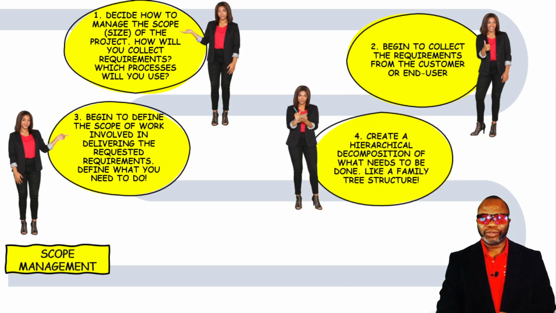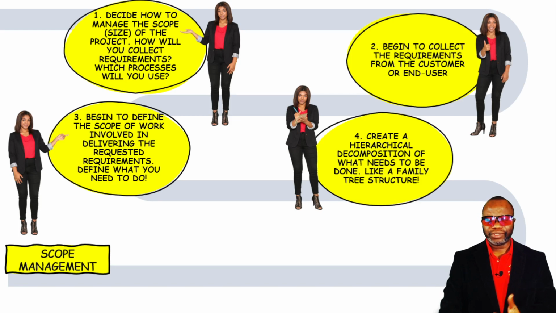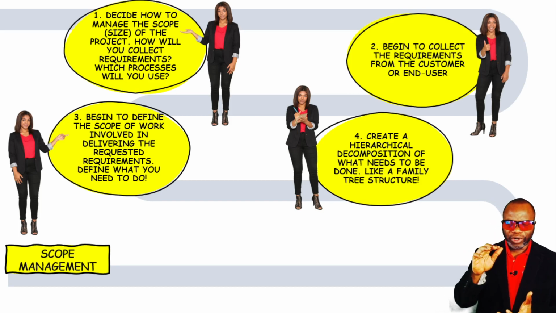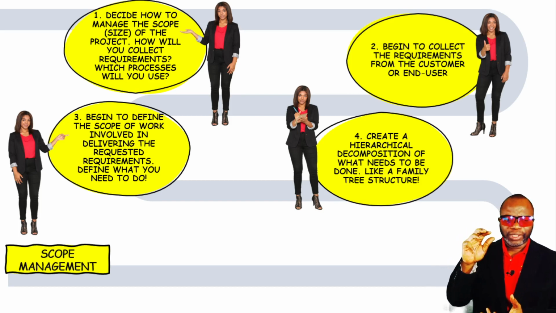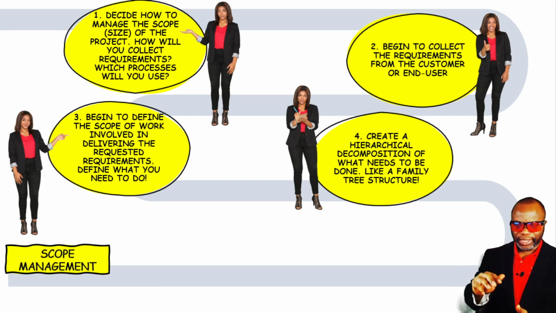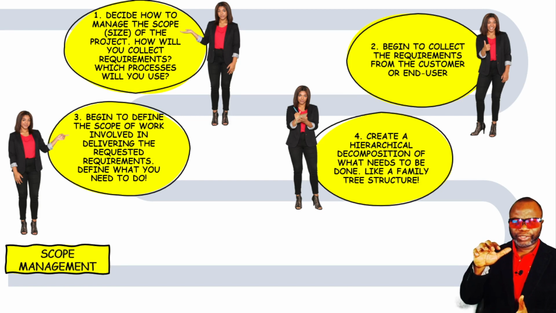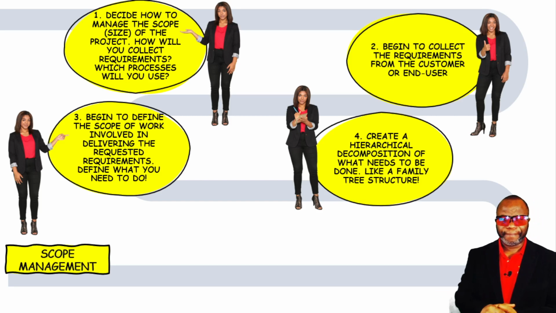create a hierarchical decomposition of what needs to be done. In other words, like a family tree structure. And I'm talking specifically about the WBS, the work breakdown structure. The work breakdown structure breaks the work from the topmost level down into sequences of lower levels. You got a higher level piece of work, and then you have level 2, and then level 3, and then level 4 in that order.